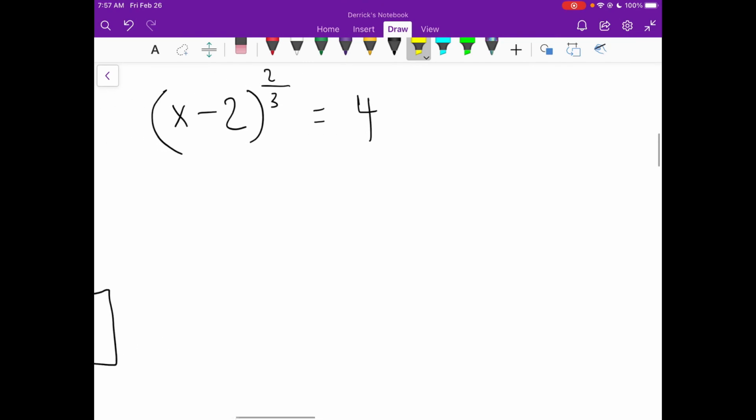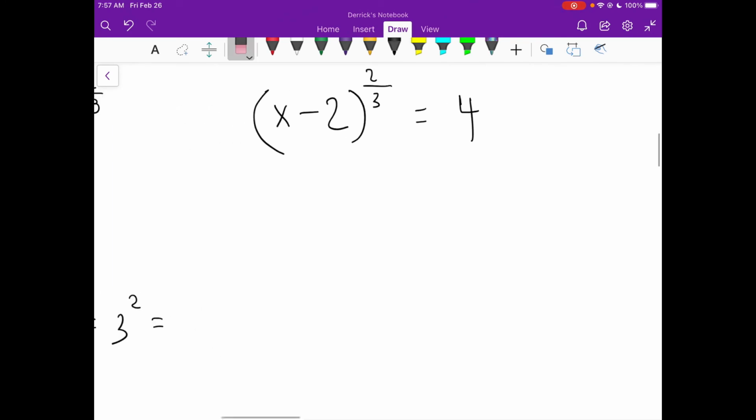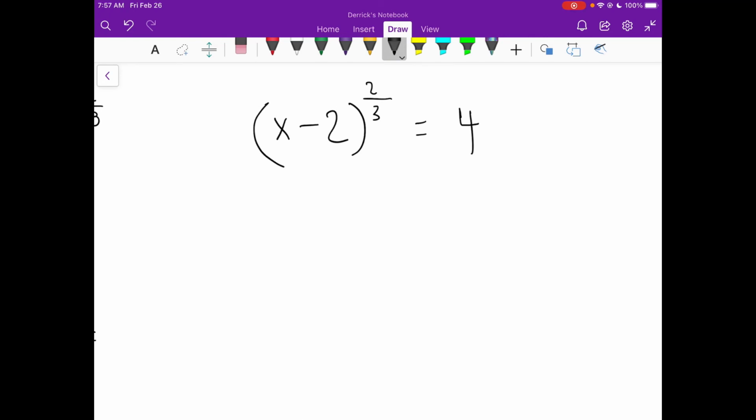Let's try another example. Let's say I gave you x minus 2 to the 2/3 power equals 4. I'm going to center that and just erase some of this. Well, at some point to get x by itself, I'm going to need to add 2 over. But I can't do that yet because the 2 is still inside the parentheses, and everything inside the parentheses is being taken to the 2/3 power.